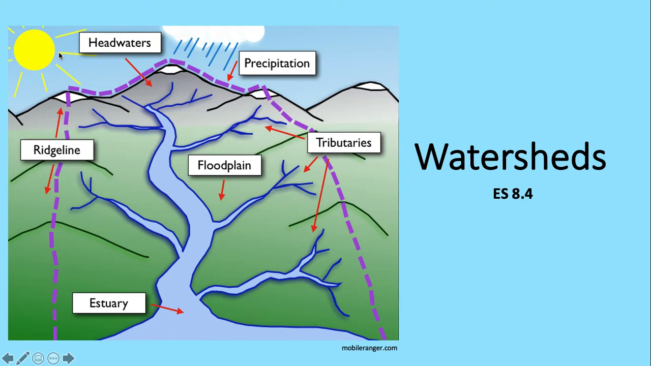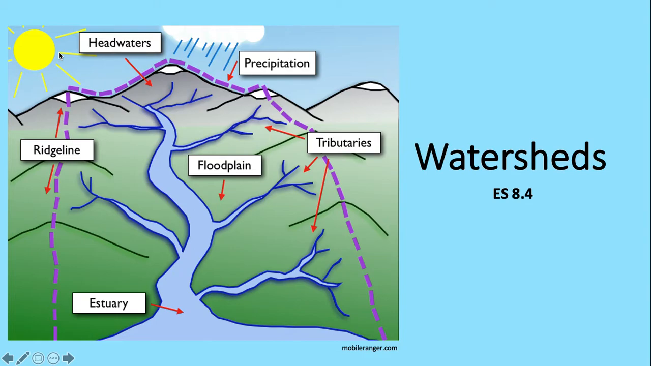Greetings, students. This is the fourth set of notes in the ES8 Freshwater Resources Unit. It's called Watersheds, ES 8.4. For this set of notes, you're going to want to write down everything that's in orange text. You can either type it or hand write it. Either way, it goes into your digital science notebook.